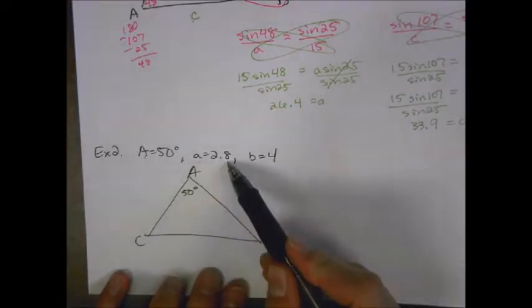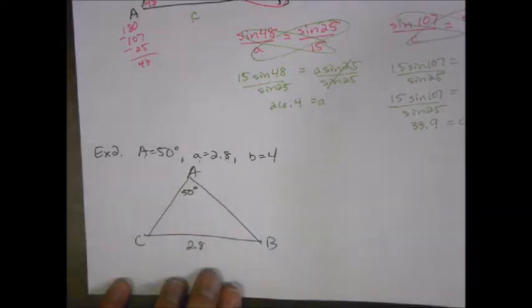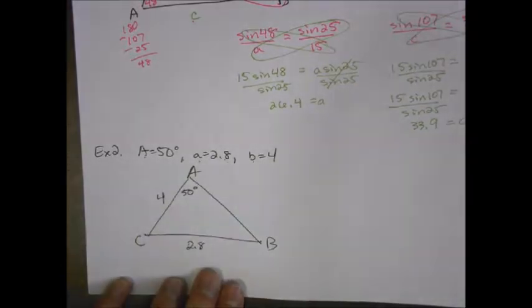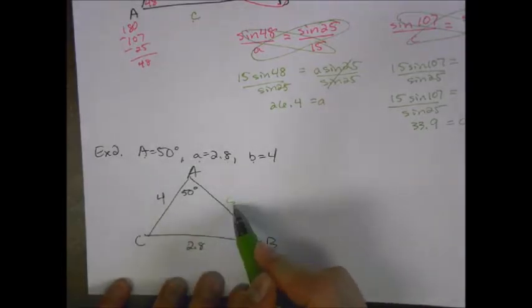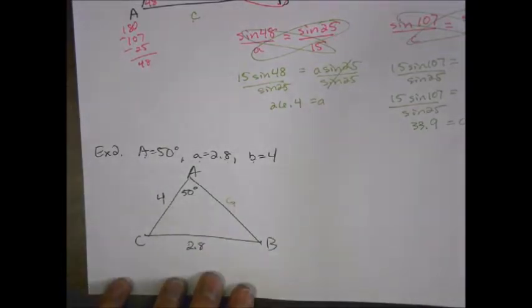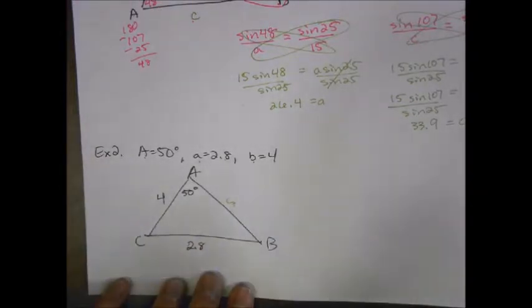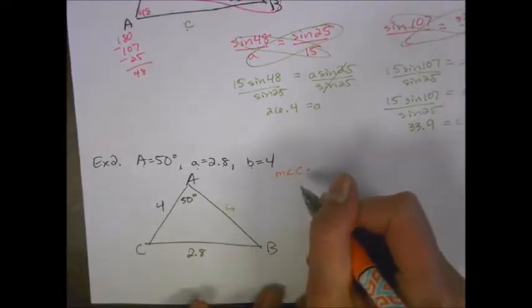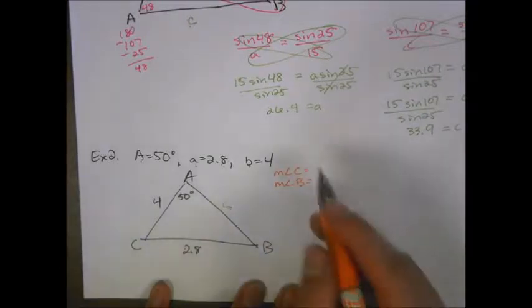The side across from angle A is 2.8. And the side across from angle B is 4. I'm also going to go ahead and label this side c because it's across from angle C. We're still finding everything. So I need to find the measure of angle C, the measure of angle B, and little c.